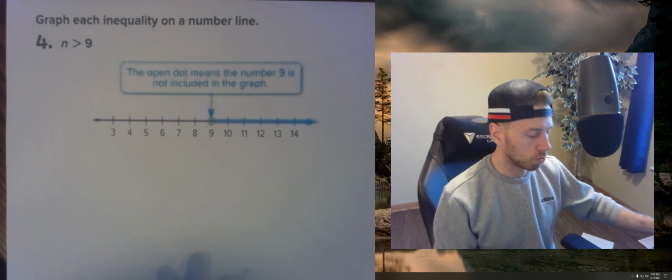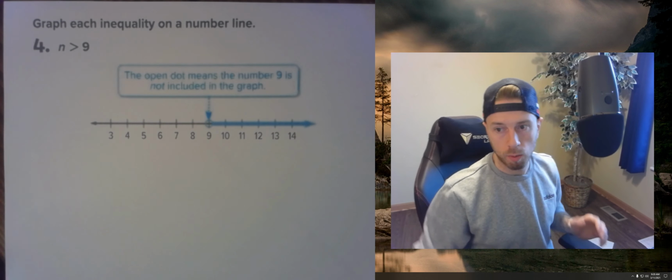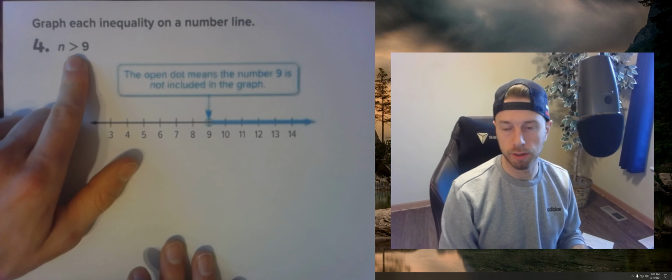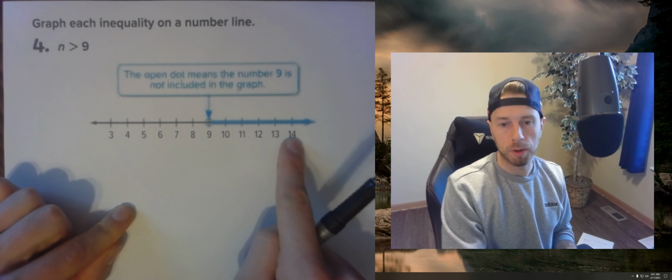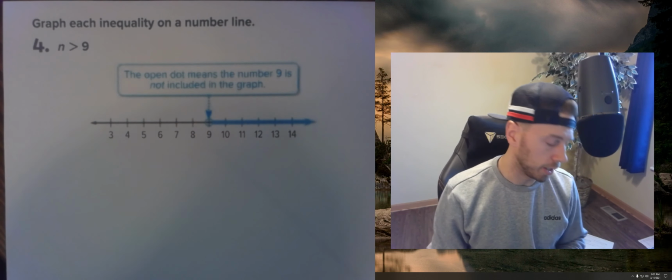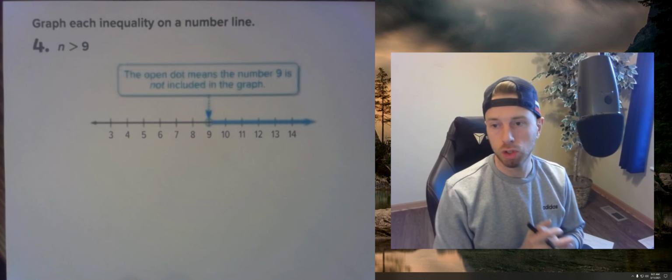Let's go ahead and jump into graphing these inequalities, okay? Once we've been able to write them, and we get an inequality, say like n is greater than 9, then we can put it on a number line. And that's what it means to graph an inequality. We just put it on a number line, like I was showing you at the beginning of the video. Basically, you just show me where the answers are.